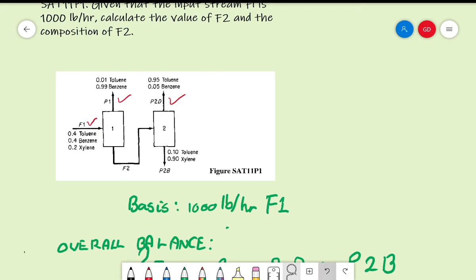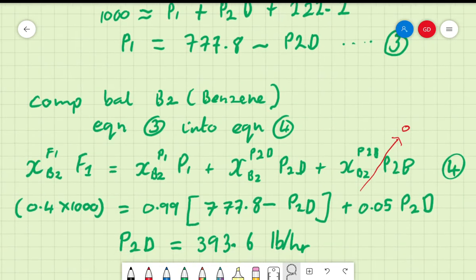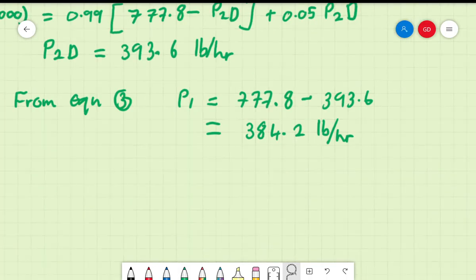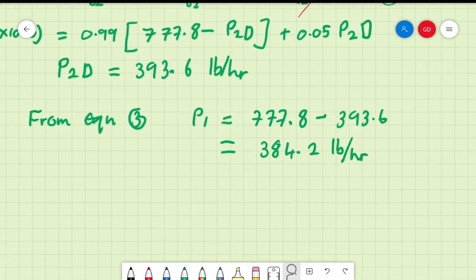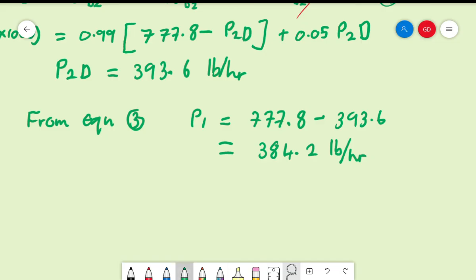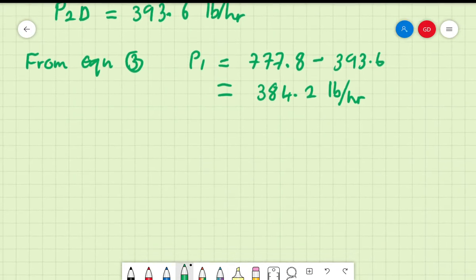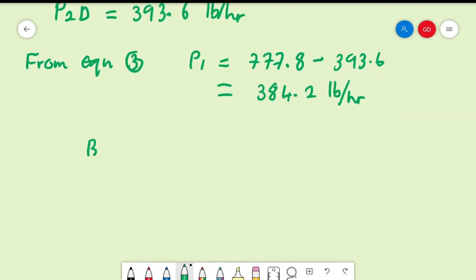Okay, so now let's go and check that one out. Let's just go in and see if we can manage to get that, and then let's conduct a balance around unit 1. Okay, remember you can also use unit 2. So balance around unit 1.